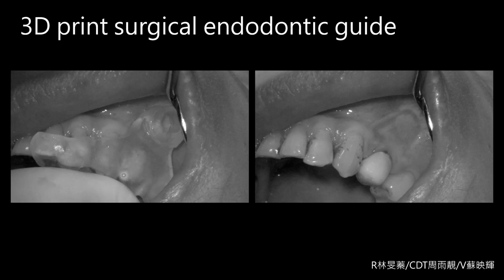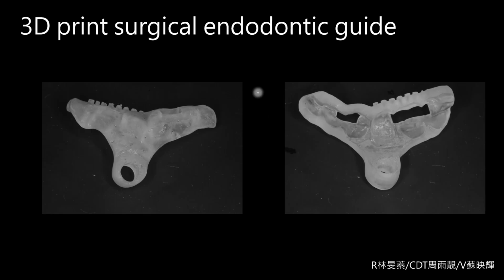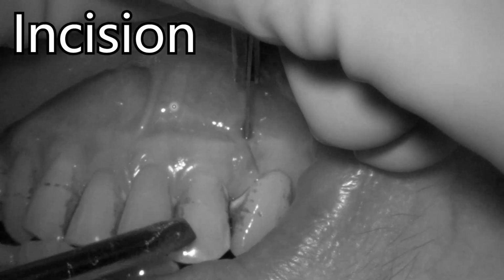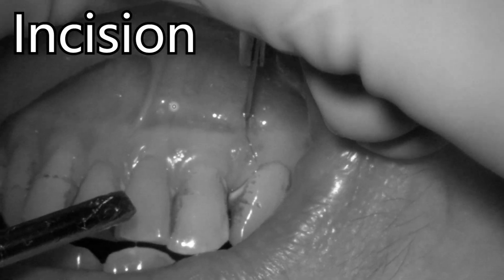So this is the 3D print surgical guide here. As you can see, if I put the surgical guide on the tooth and on the gingiva, because the surface is the bone surface here, the guide will press on the gingiva. So this is the surgical guide here. So we can see the surgical process.